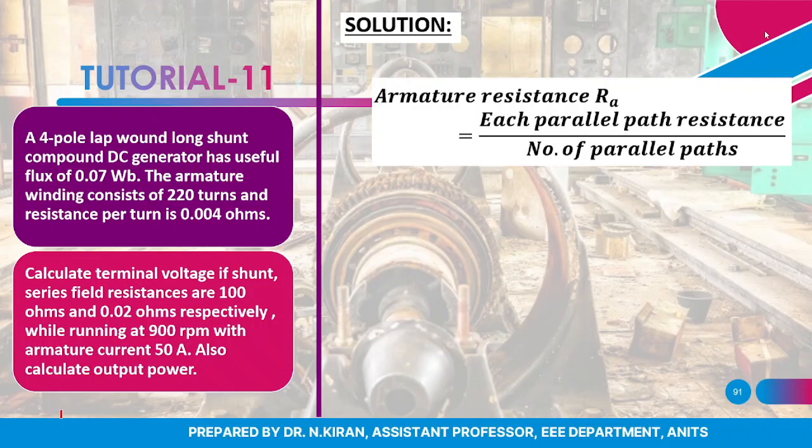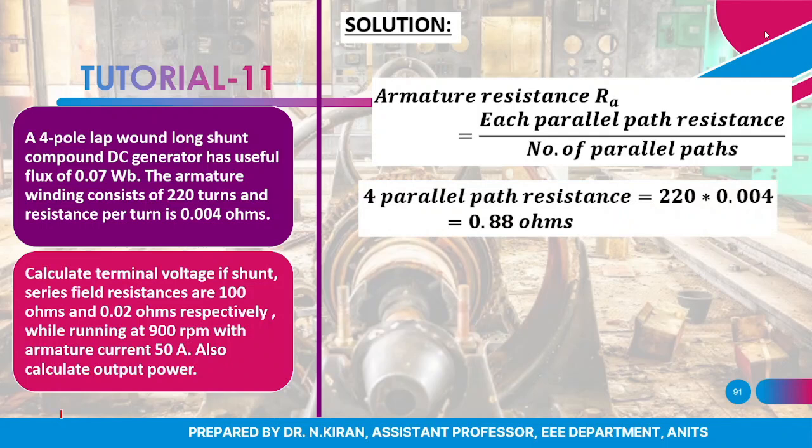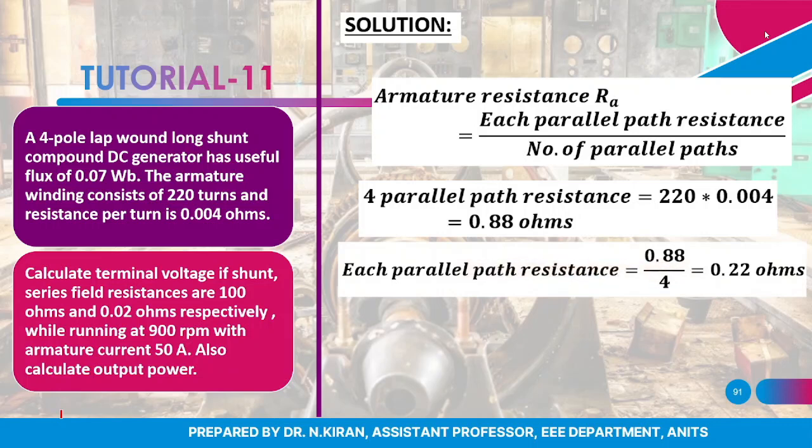So Ra is nothing but each parallel path resistance divided by number of parallel paths. So how many parallel paths we have? 4 parallel paths. Since it is lap wound, A is equal to P is equal to 4. So the 4 parallel path resistance will be nothing but 220 into 0.004, that will give me 0.88 ohms. Each parallel path will be nothing but 0.88 divided by 4, which will be around 0.22 ohms.